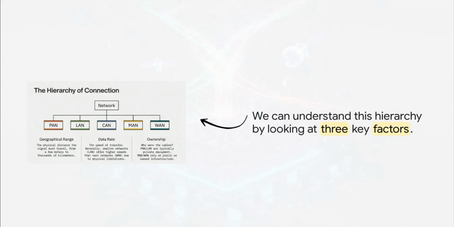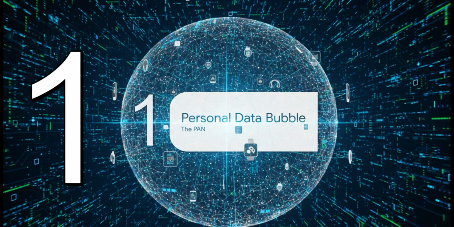Now, to make sense of this whole hierarchy, we're going to look at each layer through three simple but really powerful lenses. We're talking about its geographical range. How far does the signal actually have to travel? Its data rate, basically how fast is the information moving, and ownership, who actually owns the physical hardware, the cables, and the switches.